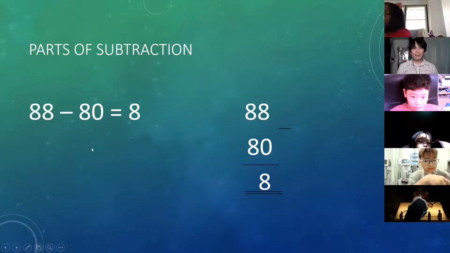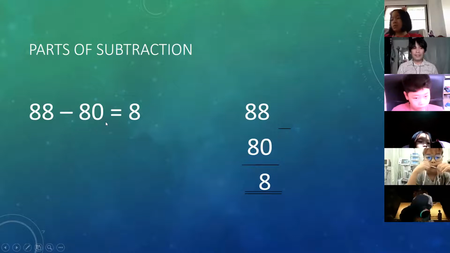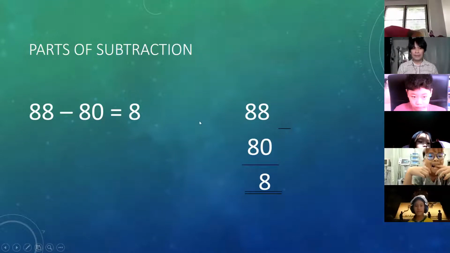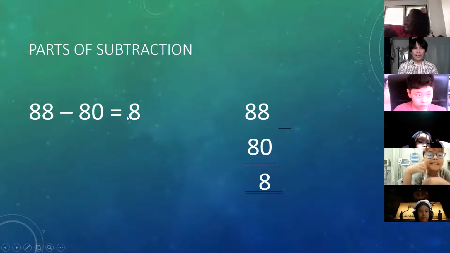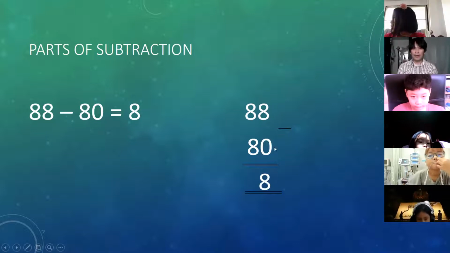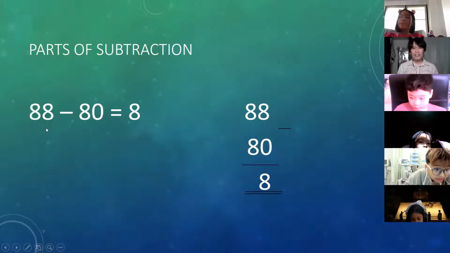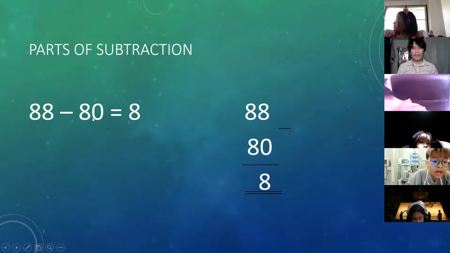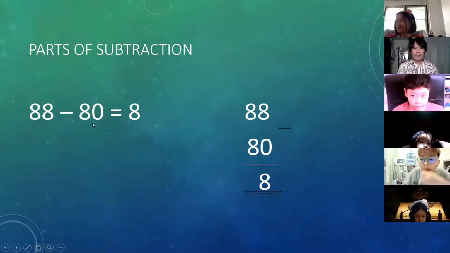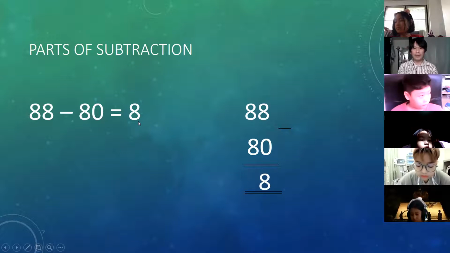Easy example: 88 minus 80 equals 8. Horizontally, this is the operation, and vertically, this is the operation. What do you call the biggest number, 88? What do you call the bigger number, 80? And what do you call the smallest number, 8?